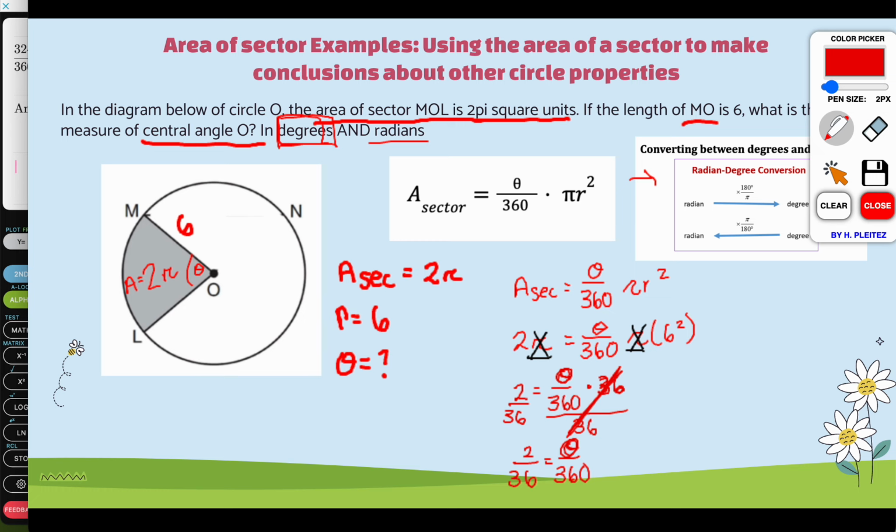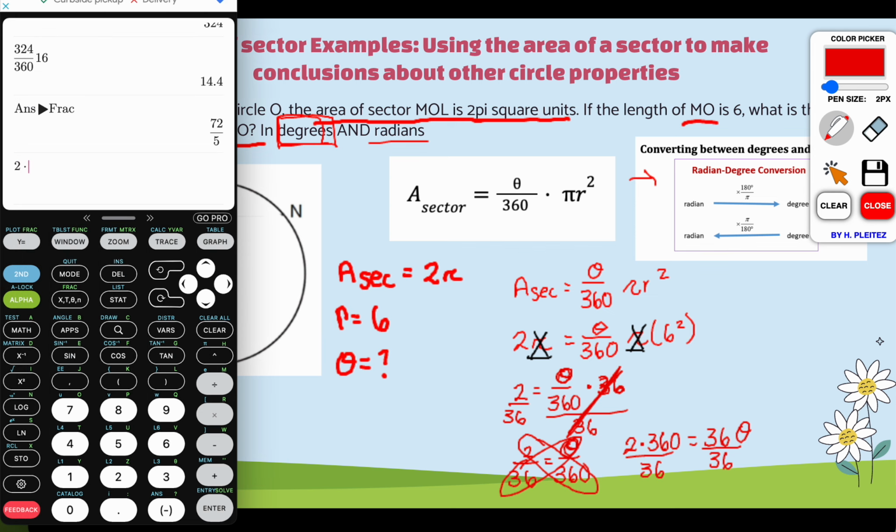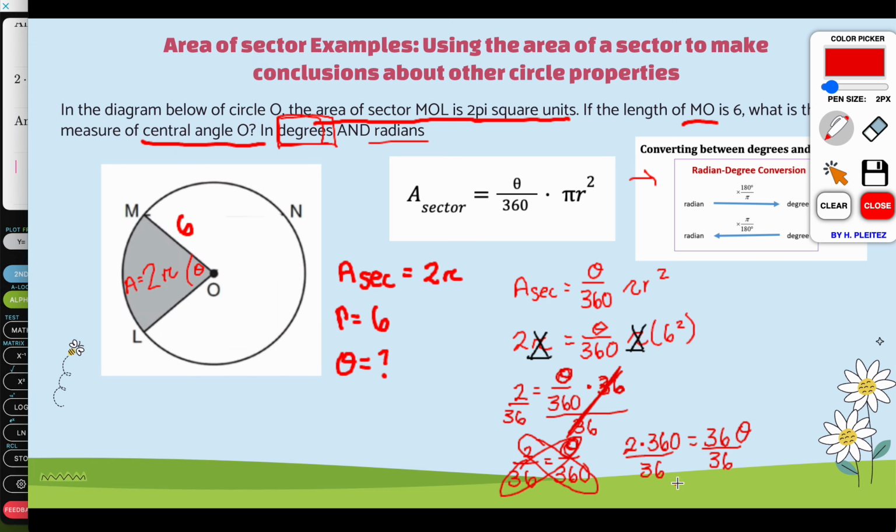Now you're just going to cross multiply. So if you go here, you get 2 times 360 equals 36 times theta. And then we're going to have to divide by 36 on both sides. So if we do 2 times 360, we get 720. And then we got to divide that by 36. That gives us 20 degrees. So that's it in degrees, but now we want to get it in radians as well.